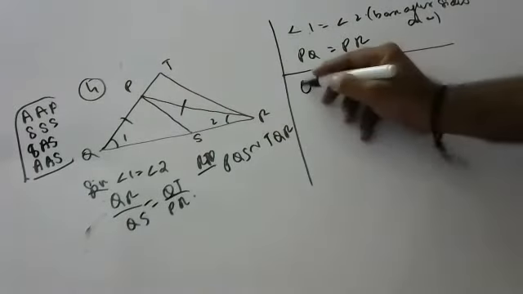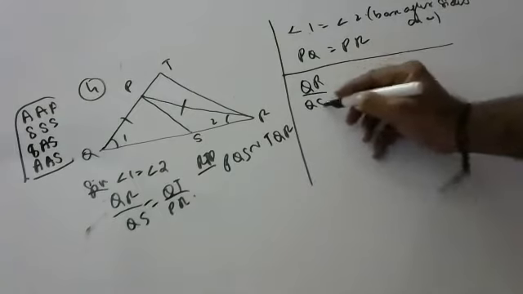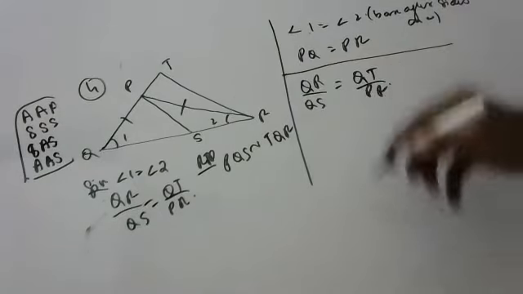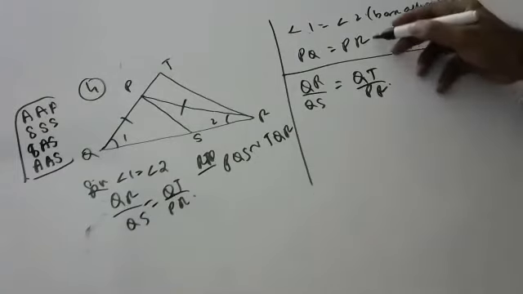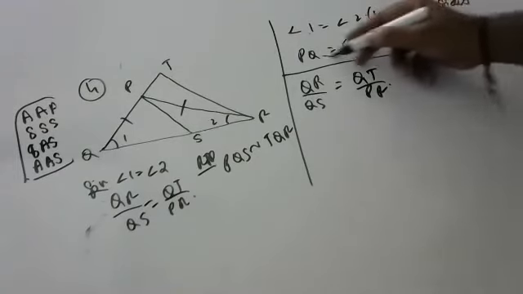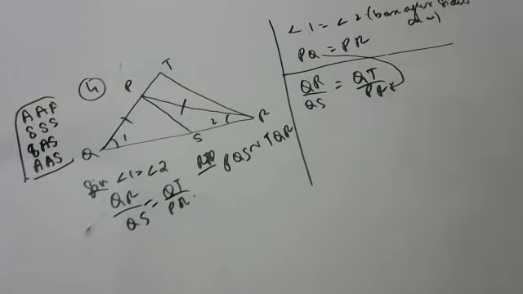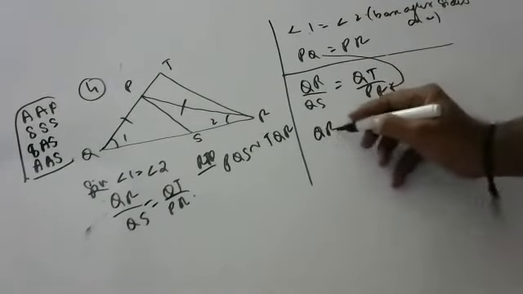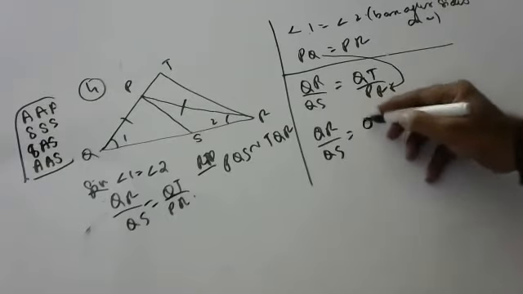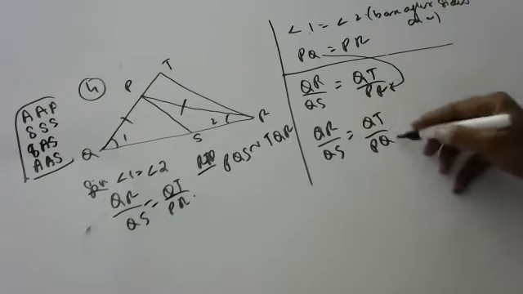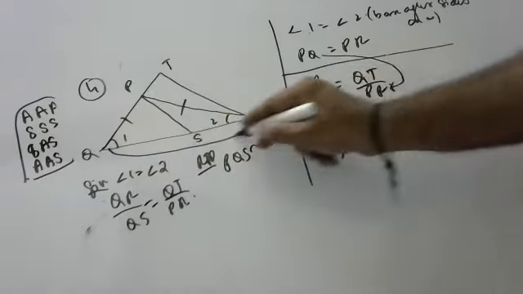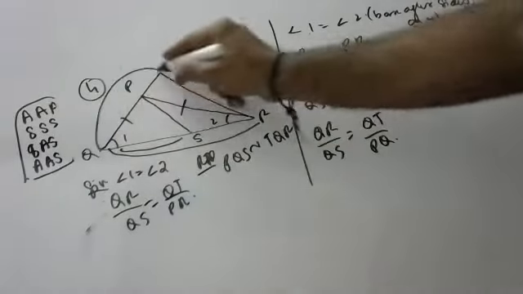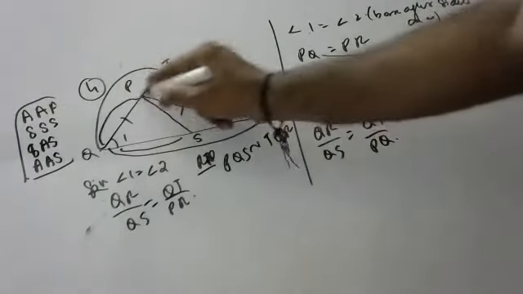Now what they have given is QR by QS is equal to QT by PR. Instead of PR, put here PQ, children. That's it. So QR by QS is equal to QT by PQ. Try to listen, children. QR by QS is equal to QT by PQ.